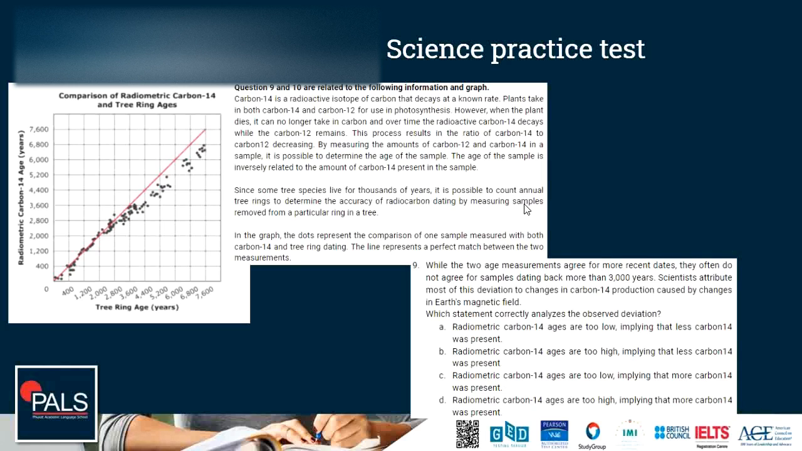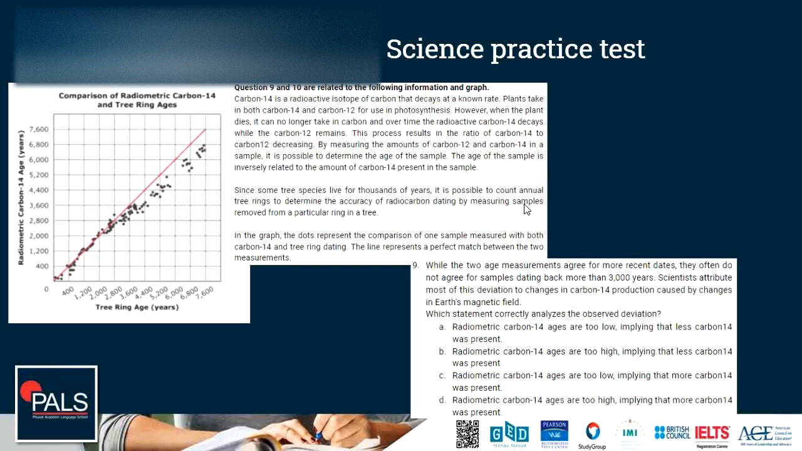So let's read the question. While the two age measurements agree for more recent dates, they often do not agree for samples dating back more than 3,000 years. Scientists attribute most of this deviation to changes in carbon-14 production caused by changes in Earth's magnetic field. Which statement correctly analyzes the observed deviation? Deviation means the change from what we would expect. Radiometric carbon-14 ages are too low, implying that less carbon-14 was present in the atmosphere. Radiometric carbon-14 ages are too high.